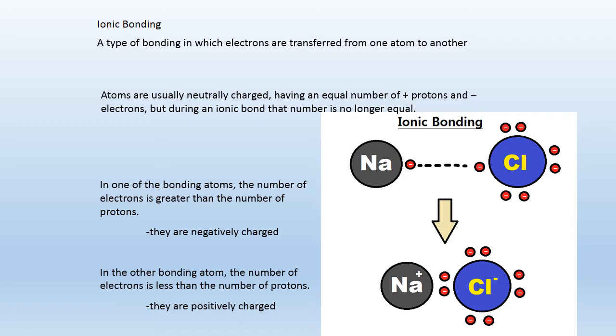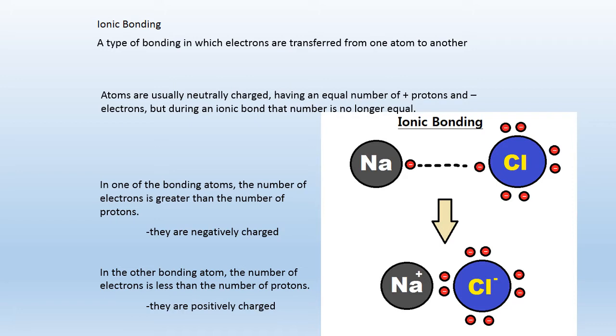Now, since electrons are transferred from one atom to another, some atoms will have more than they started with, and some will have less. Atoms are usually neutral, meaning that they have an equal number of positive protons and negative electrons, but after an ionic bond forms, this changes.